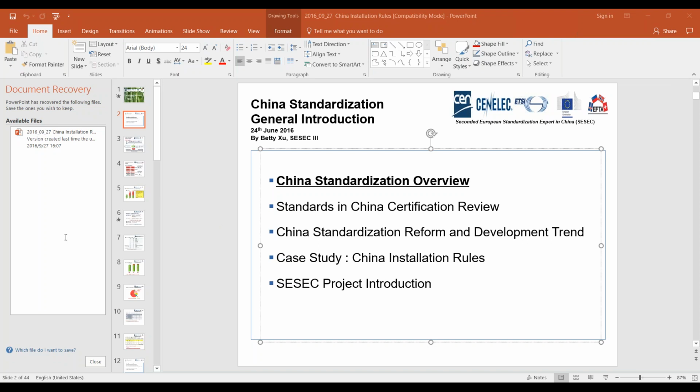No. Another question from this is, is standards downloading free of charge or payable in China? In China, the standards are not for free. You have to buy the Chinese standards.